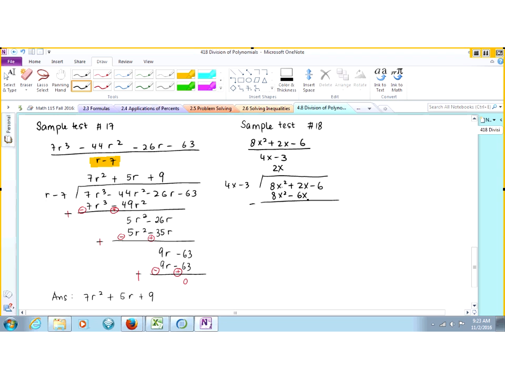And we are subtracting, then we add with the opposite, yes. All right. So 8x squared cancels.